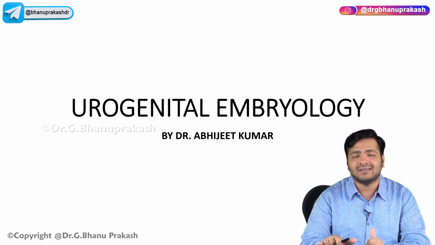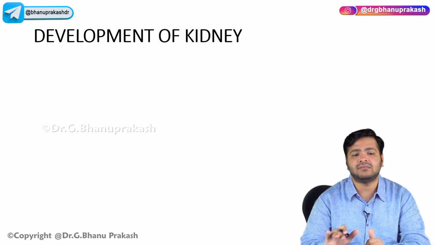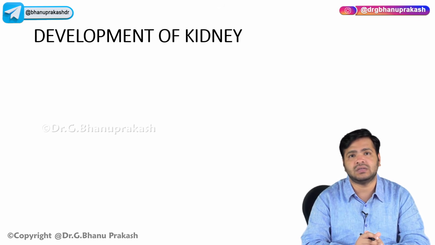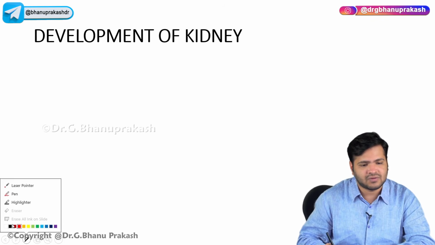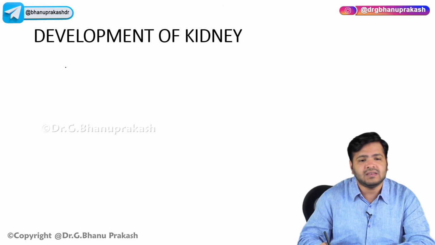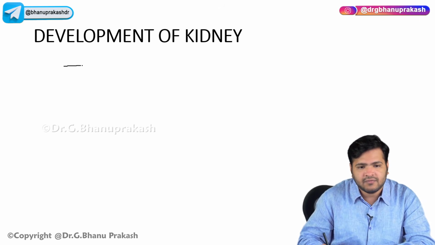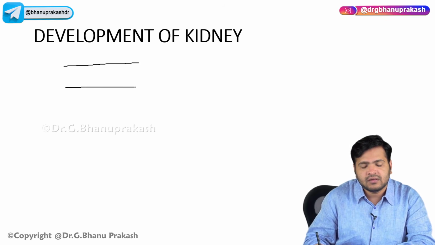The very first thing that I will be discussing in the urogenital embryology is the development of the kidneys. Now before that, let us just start from scratch. You already know from general embryology, we have three definitive germ layers, right?